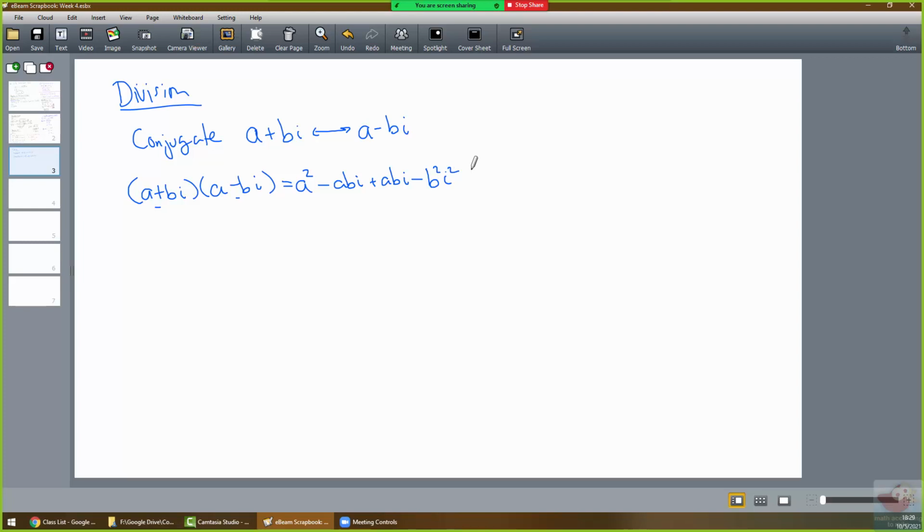Students tend to forget the square on the b. Don't do that, please. Notice the abi's cancel. i squared is negative 1. So negative b squared times negative 1 makes positive b squared.